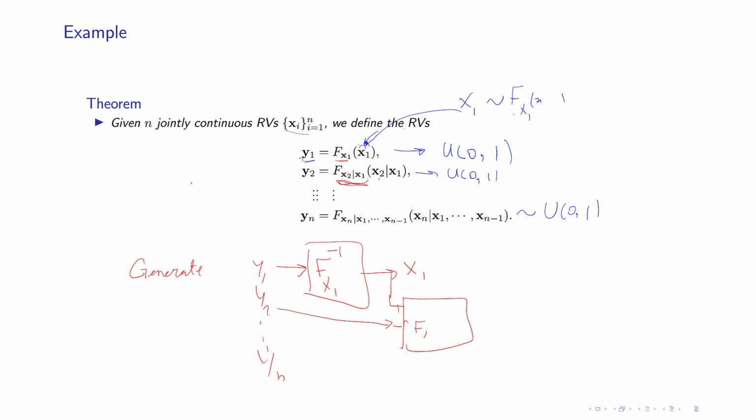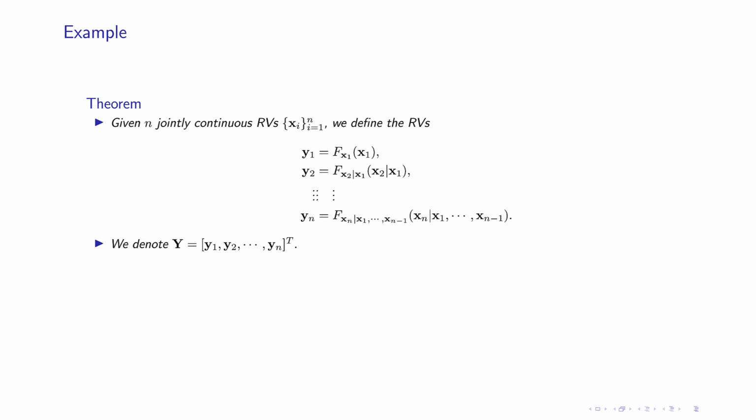So f x2 given x1, because this is a function, inverse, in order to calculate x2, etc. And then the theorem says that the joint distribution of this one is the given distribution that you started with. So this theorem is important in the sense that it gives you one way to generate any arbitrary joint distributions. Now let's try to prove it.